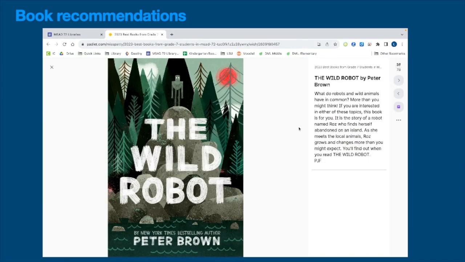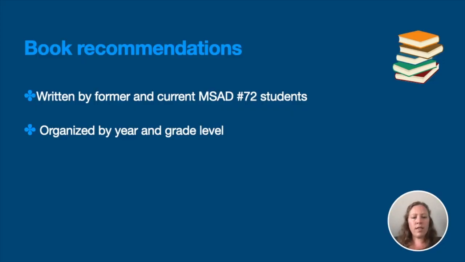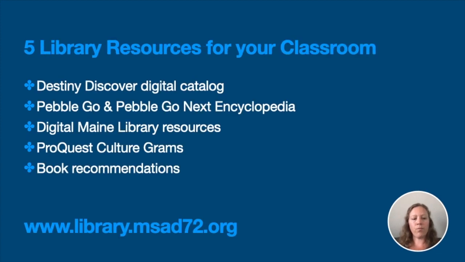Here's one great example about the wild robot. What do robots and animals have in common? More than you might think. In this section, we reviewed how to access local book recommendations. Our students have recommended lots of great titles.